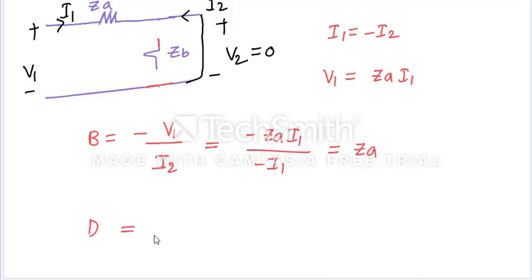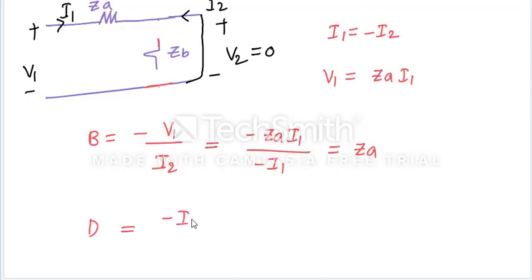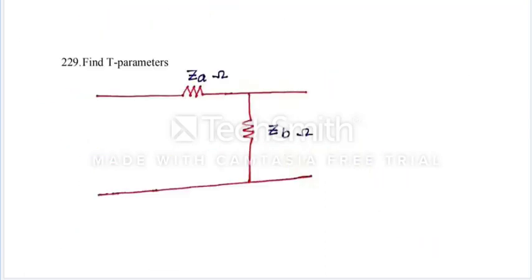Next, D is equal to minus of I1 by I2, so this is 1. We got B, and we got D also. Finally, for this given network, we got the T parameters, that is, the ABCD parameters.